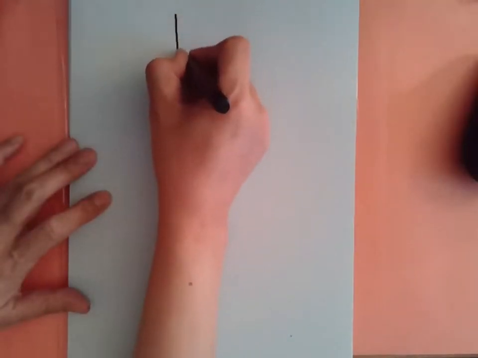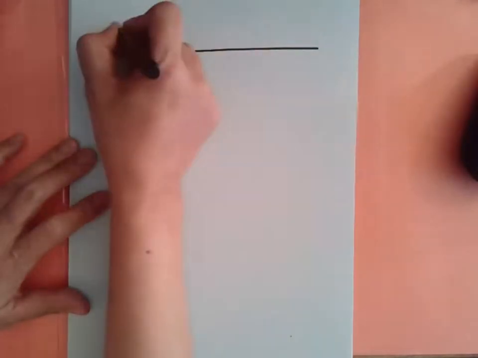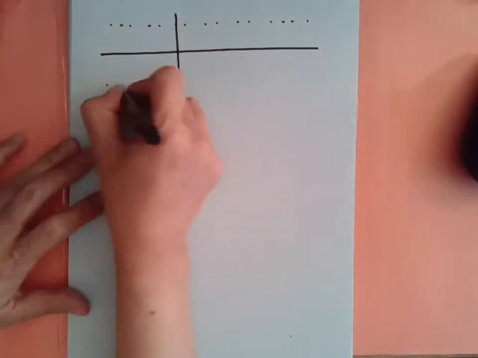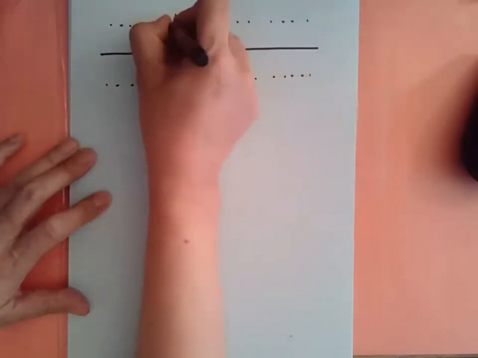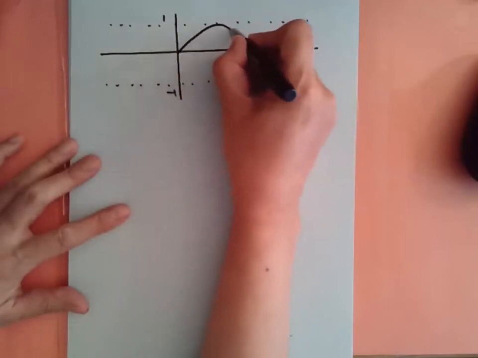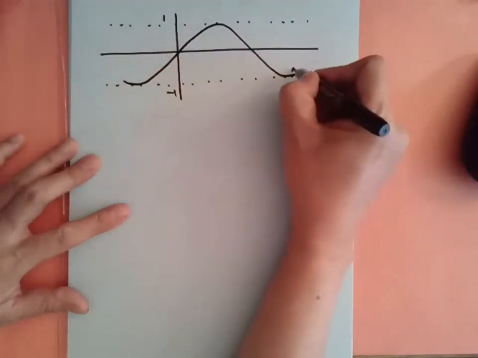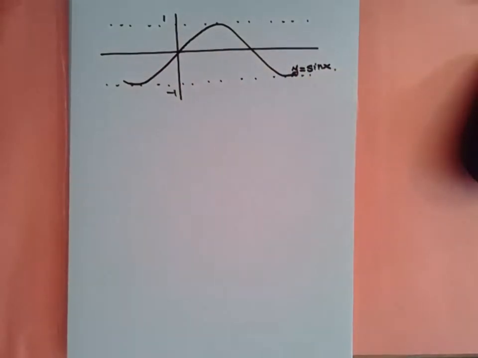We will draw another graph. This time we will draw the sine and cosine function together. We know that both functions are oscillating between -1 and 1. We think about sine first. We draw sine first. This is y equals sine of x. Let's draw the cosine function.